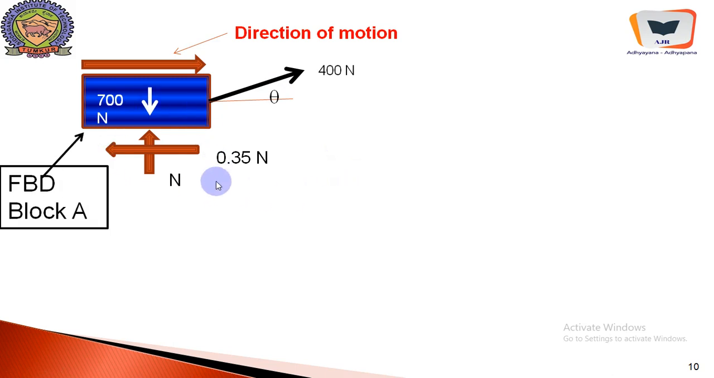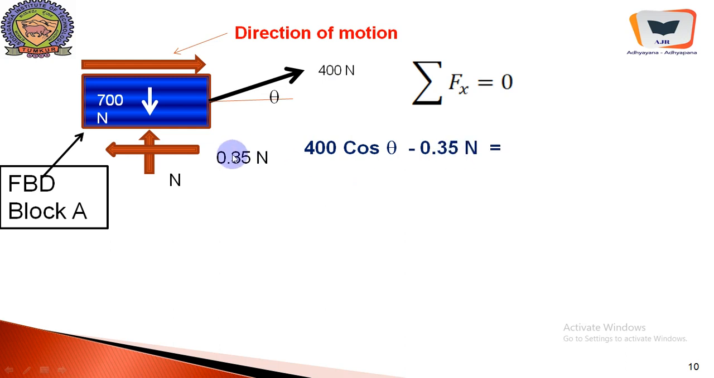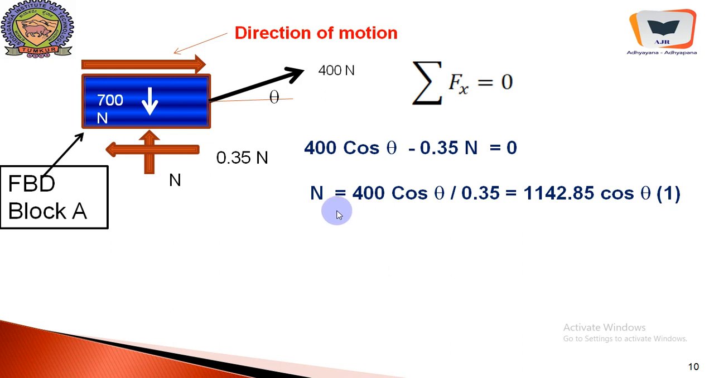And this is the free body diagram of block A, 700 Newton, and this is the normal reaction, and this is the frictional force, and this is 400 Newton, which comes like a tension, and sigma Fx equal to 0. That will enable us to write 400 cos theta minus 0.35 N, that is the frictional force, equal to 0. So we will have some kind of a relation between N and theta. So N equals 1142.85 cos theta, and this is the component.